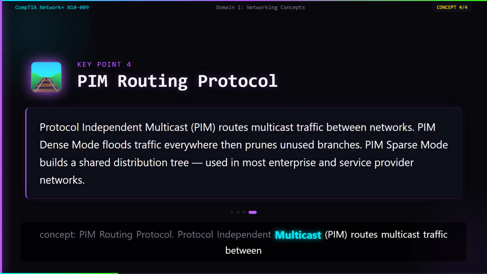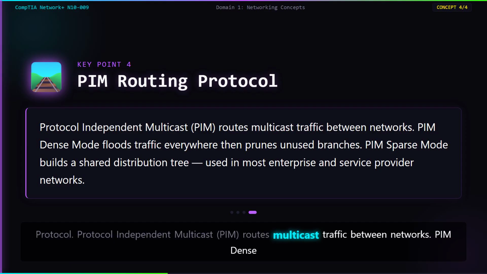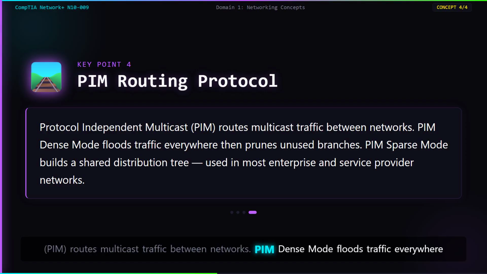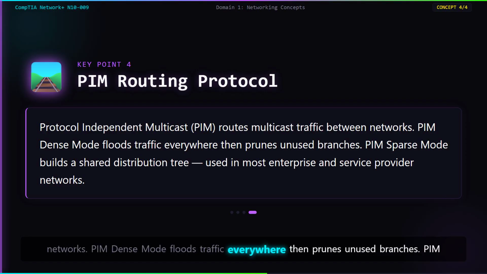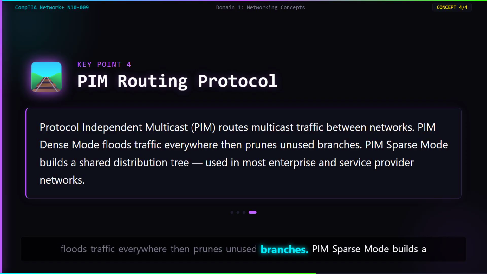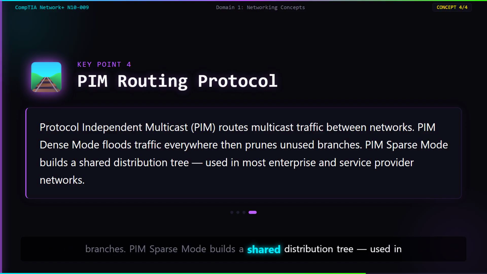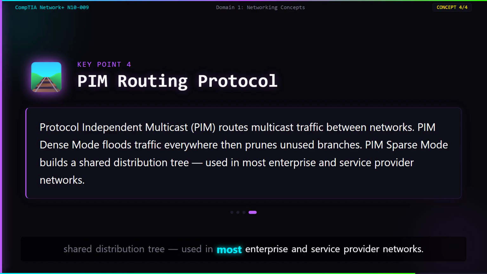Key concept: PIM Routing Protocol. Protocol-independent multicast. PIM routes multicast traffic between networks. PIM dense mode floods traffic everywhere, then prunes unused branches. PIM sparse mode builds a shared distribution tree, used in most enterprise and service provider networks.